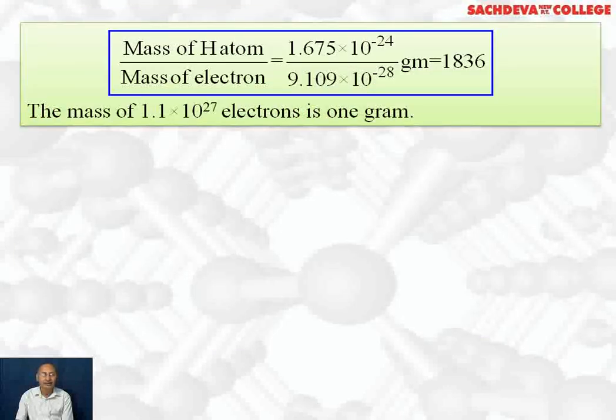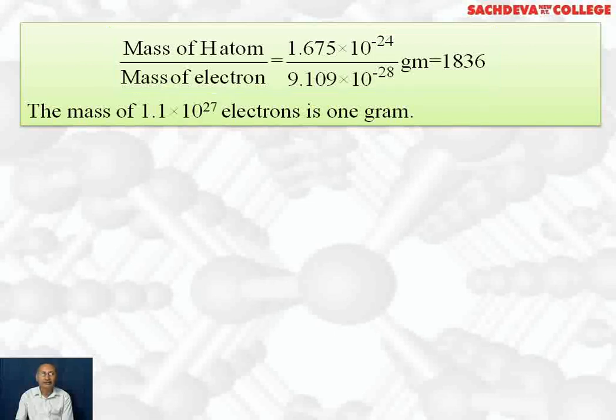Mass of hydrogen atom divided by mass of electron. Mass of hydrogen atom or proton is equal to 1.675 into 10 power minus 24 divided by 9.109 into 10 power minus 28, which comes out to be 1836. The number of electrons in 1 gram will be equal to 1.1 into 10 to the power 27. How to calculate: 1 divided by 9.109 into 10 power minus 28 will be equal to 1.1 into 10 power 27 electrons in 1 gram of the mass.